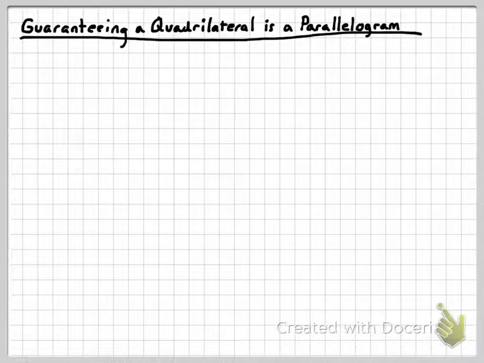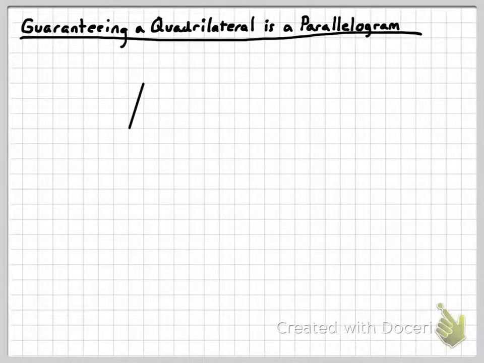parallelogram. But I want to discuss other ways besides just making the opposite sides parallel that can guarantee that a quadrilateral is a parallelogram. For instance, you know that a parallelogram's opposite sides are supposed to be congruent. Well, is every quadrilateral whose opposite sides are congruent also a parallelogram? Let's find out. I'm going to make a couple of segments here.